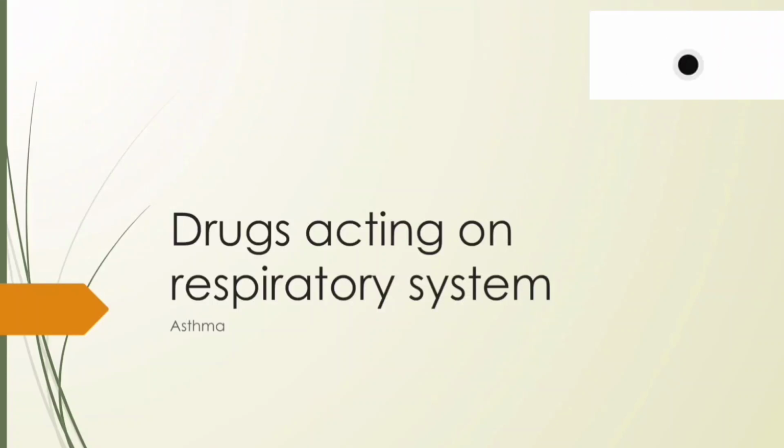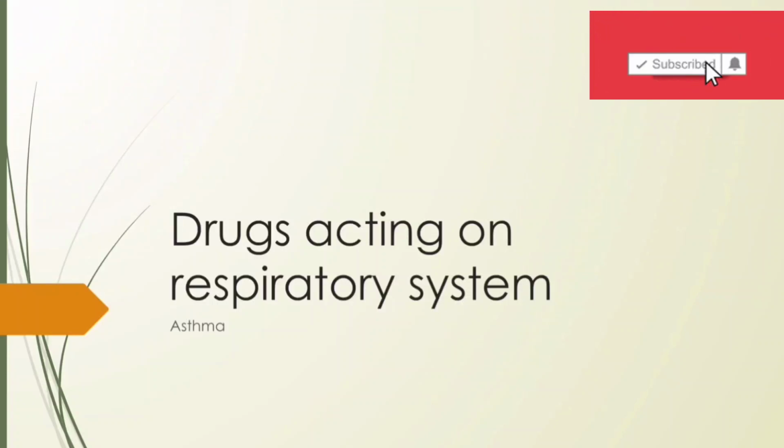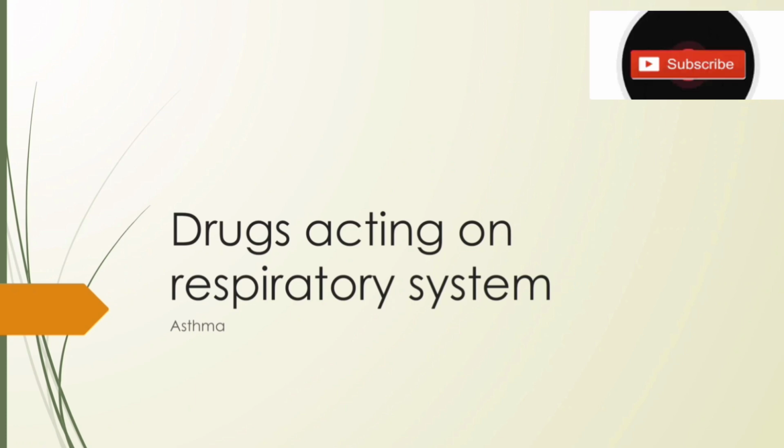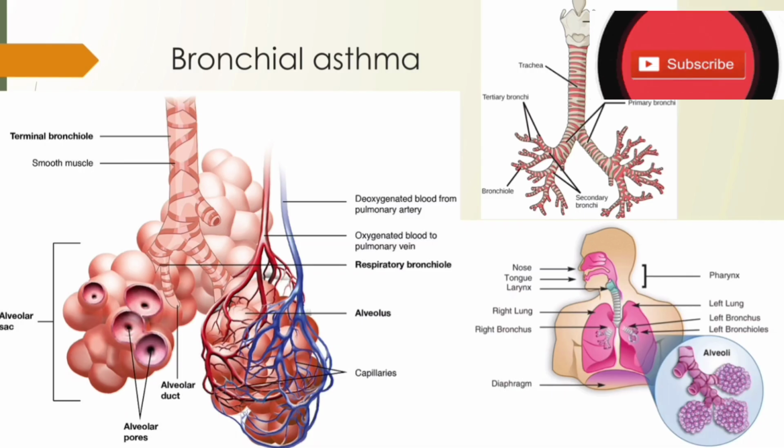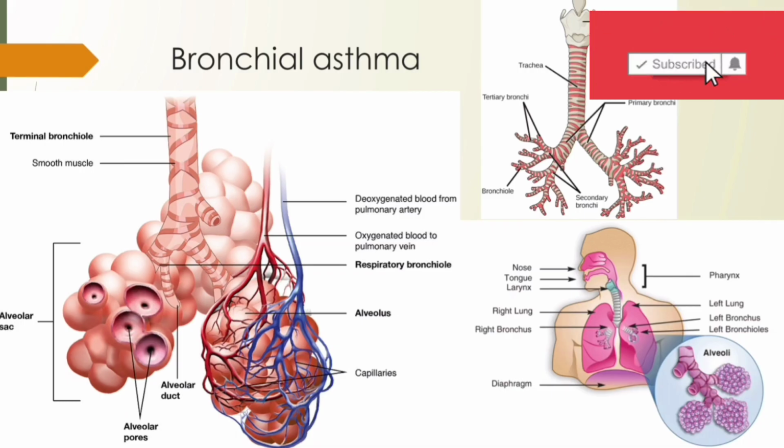Students, in the last lecture we have seen the basic introduction of the respiratory system. For learning this chapter, let's start with the drugs acting on the respiratory system. In this, first we will study asthma, bronchial asthma basically. So what is this asthma?